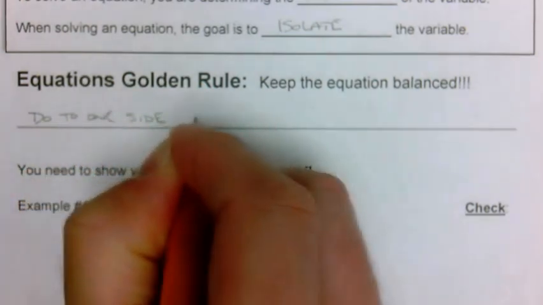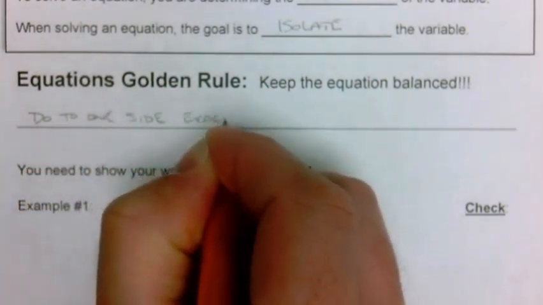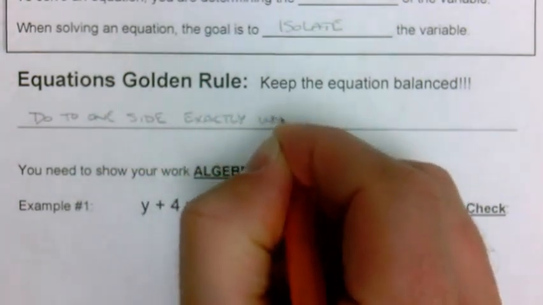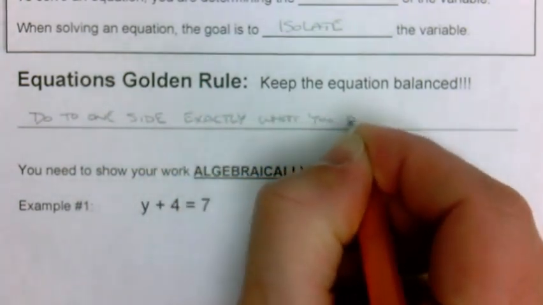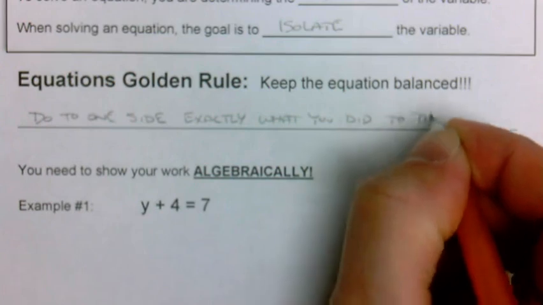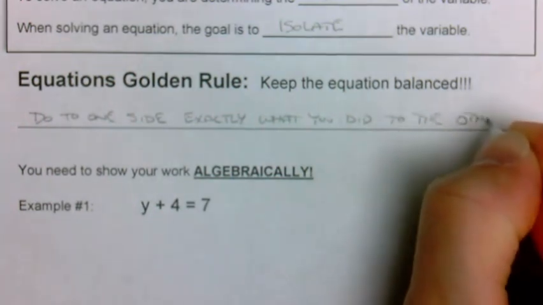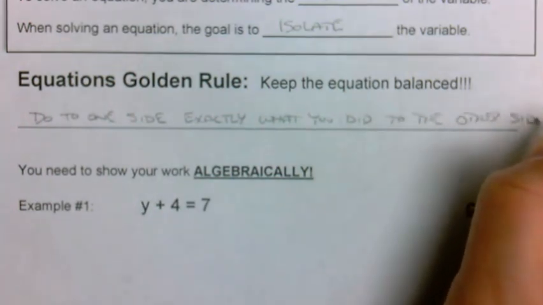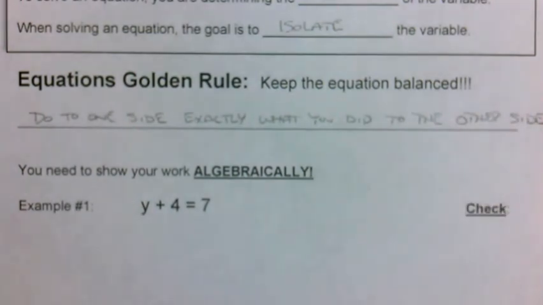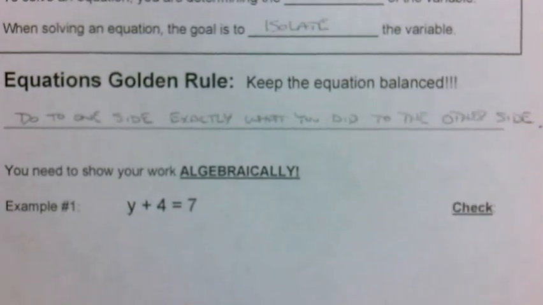So for our equation's golden rule: do to one side exactly what you did to the other side. All right, so if you added 5 on one side, add 5 to the other side. If you subtracted 3 on one side, subtract 3 on the other side. If you divided one side by 4, divide the other side by 4 as well.